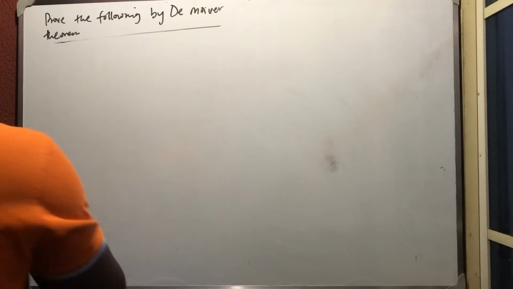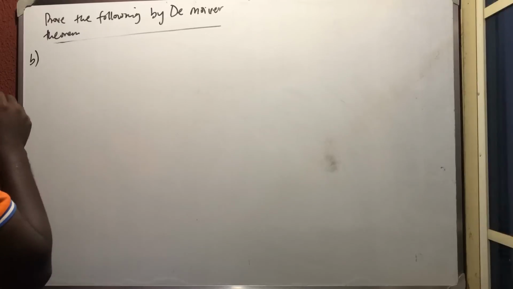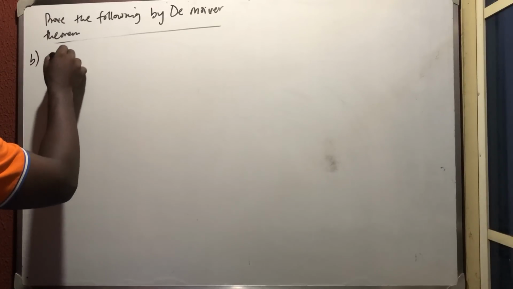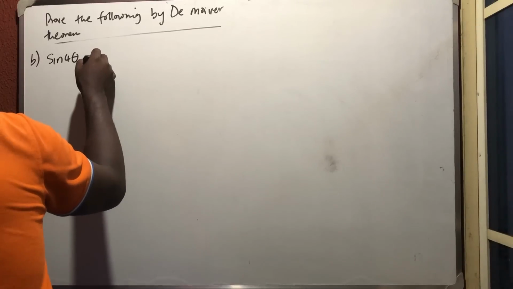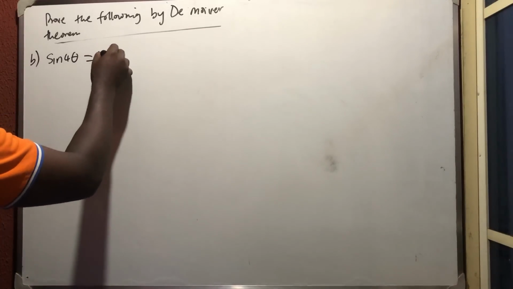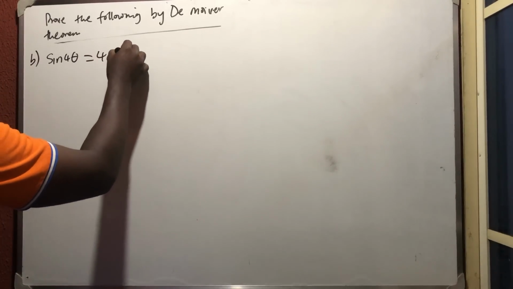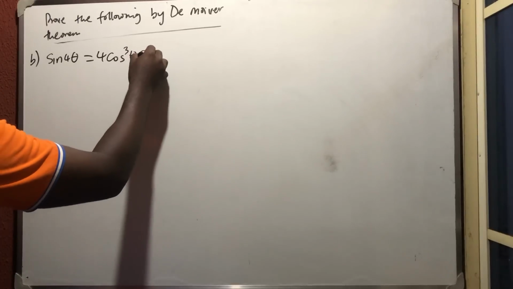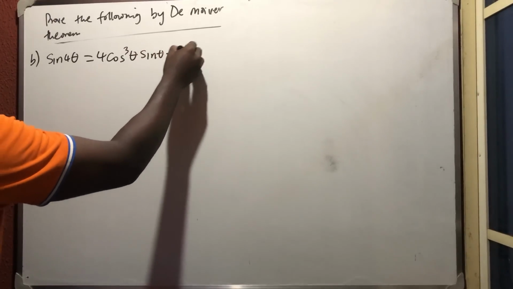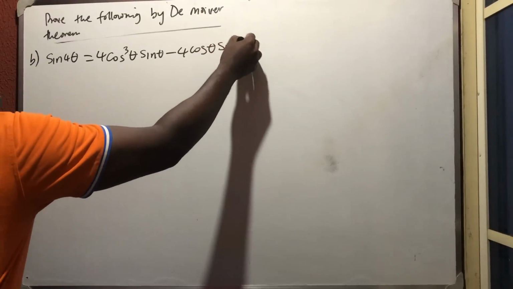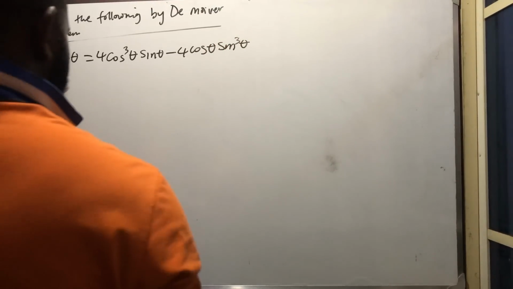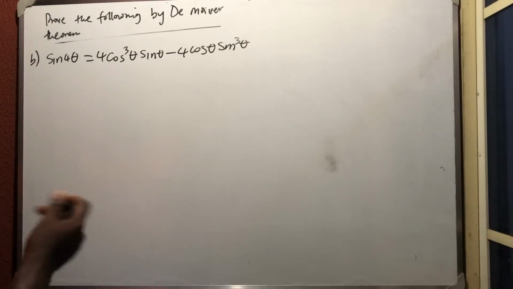Okay, B. The B part said that we should prove sine 4 theta to be equal to 4 cos 3 theta sine theta minus 4 cos theta sine 3 theta by the same Moivre theorem. Okay, it's the same thing we did before.